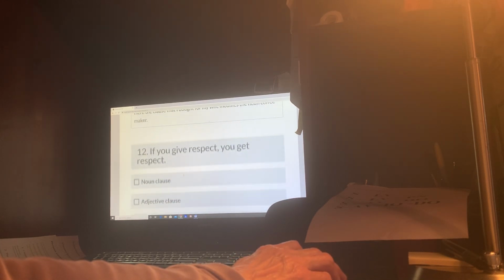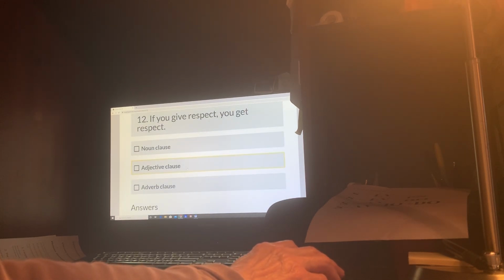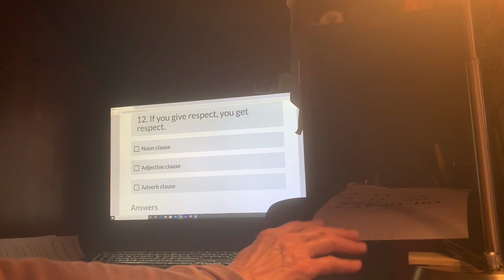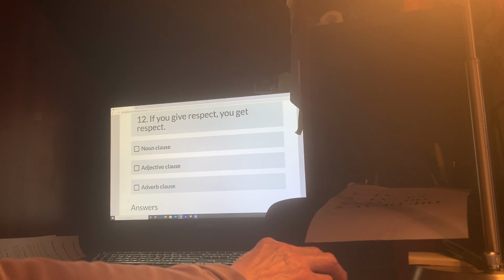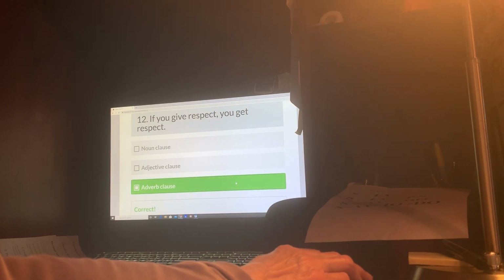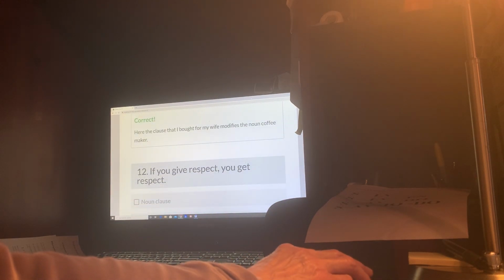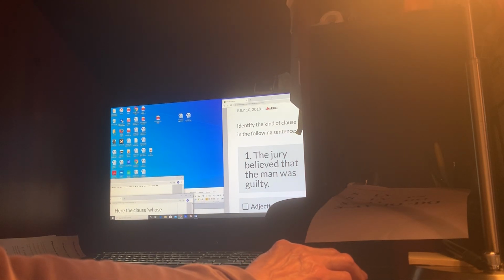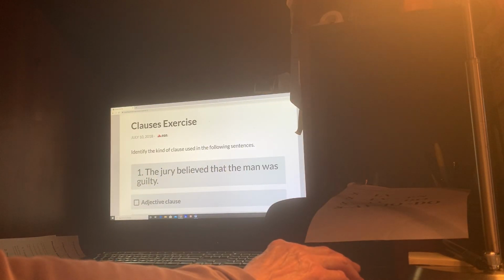And there we are. If you give respect, you get respect. Introductory adverbial clause, there's your subordinator, there's your comma, adverb clause. If you give respect, it's modifying the verb get. If you give, you get. Adverb clause. Incorrect. Excellent. Any questions?